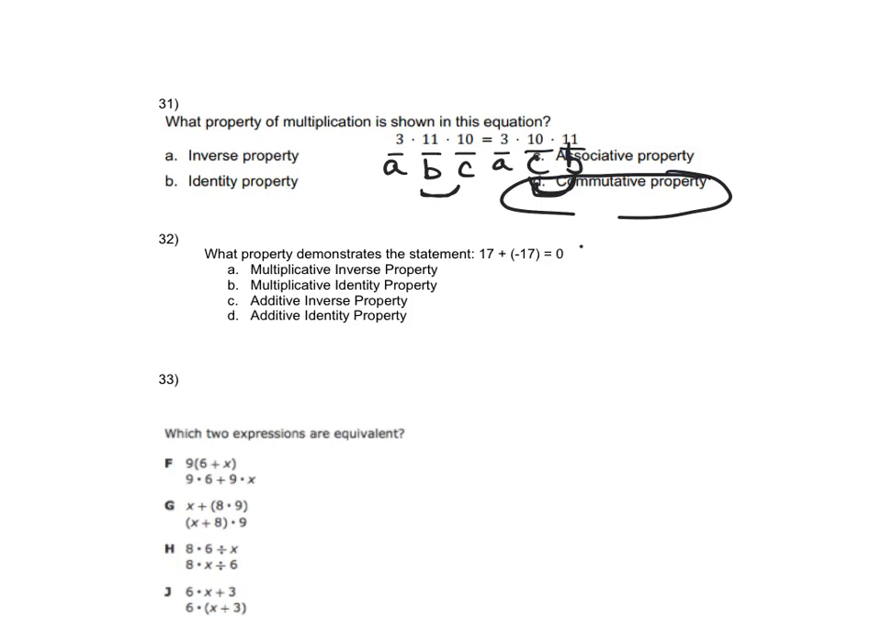What property demonstrates the statement? You have 17 things, and then you're bringing in its opposite. So if you had a number line, and you had 0, and 17 here, and 17 here, well, those are opposites. And so when we deal with opposites, to get rid of 17 positives, I will take those away, and that would be inverse property.